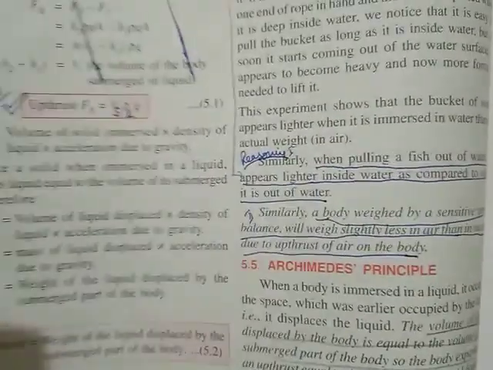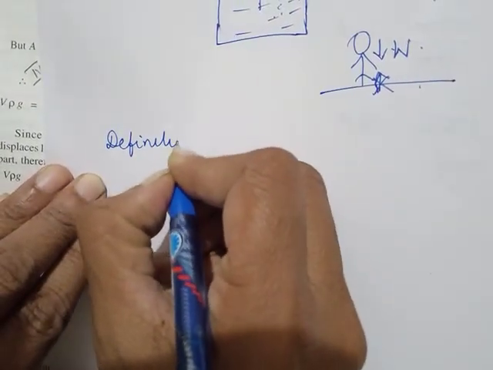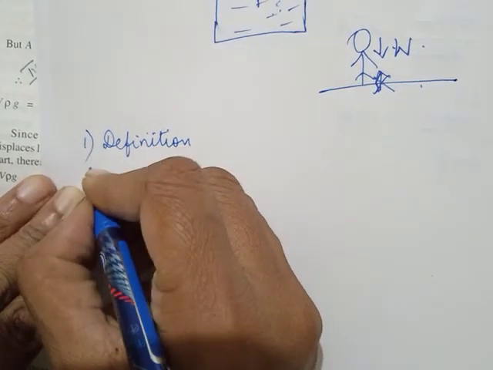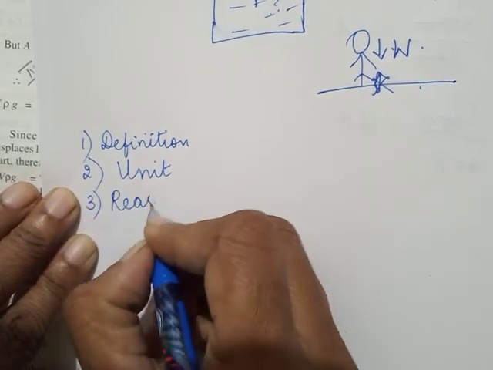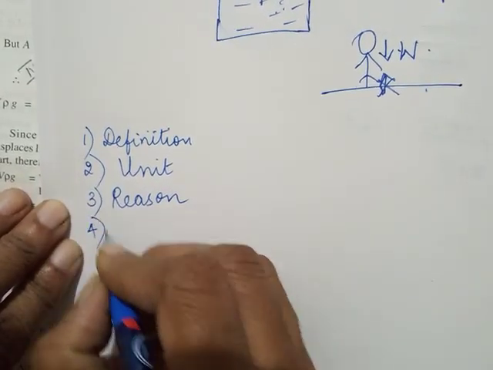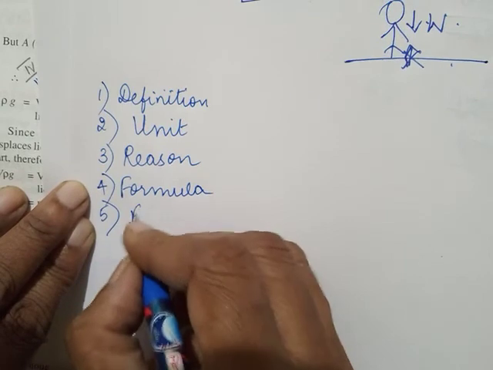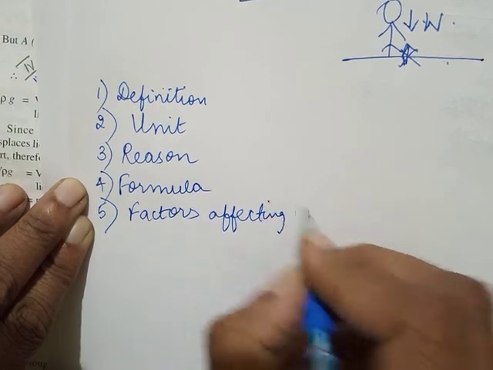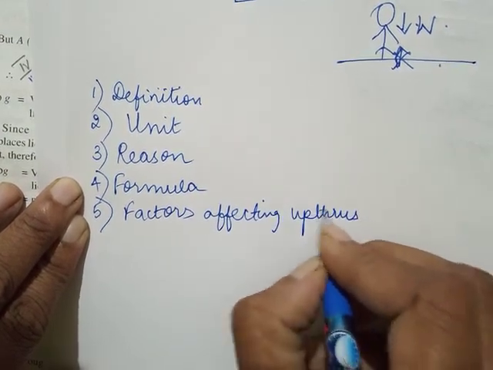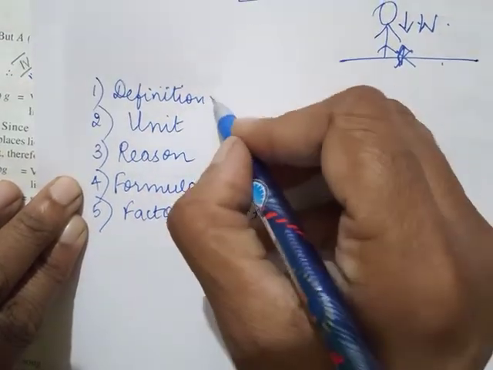Now, about upthrust, we are going to see the definition, which we have seen already. So: definition of upthrust, then unit of upthrust, then reason for upthrust, then fourth, formula for upthrust, and fifth, factors affecting upthrust. So we are going to study all these topics. Definition we have done already.